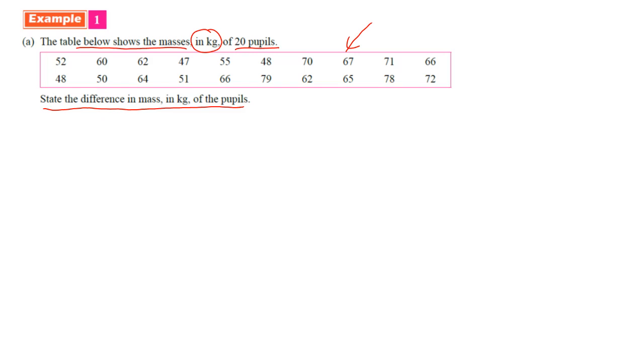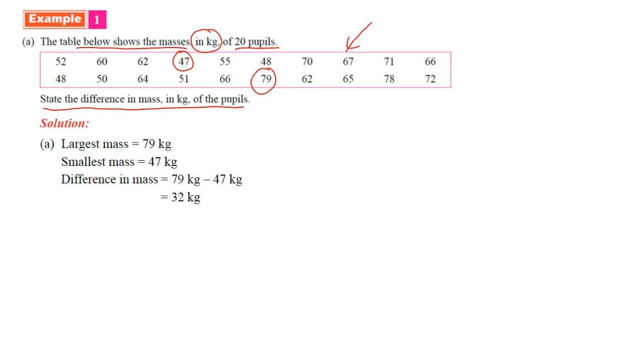Yeah, so you have to look around. The smallest mass is 47, and then the largest mass is 79. So you just find the difference. What you get is 32 kilogram. So the dispersion of the data is quite big, 32 kg.